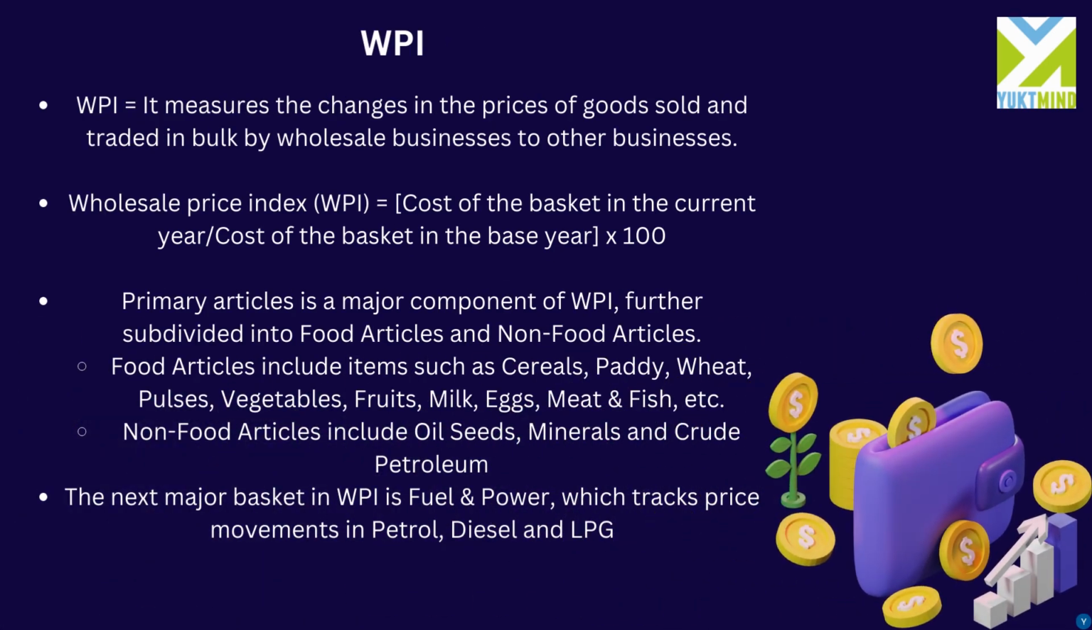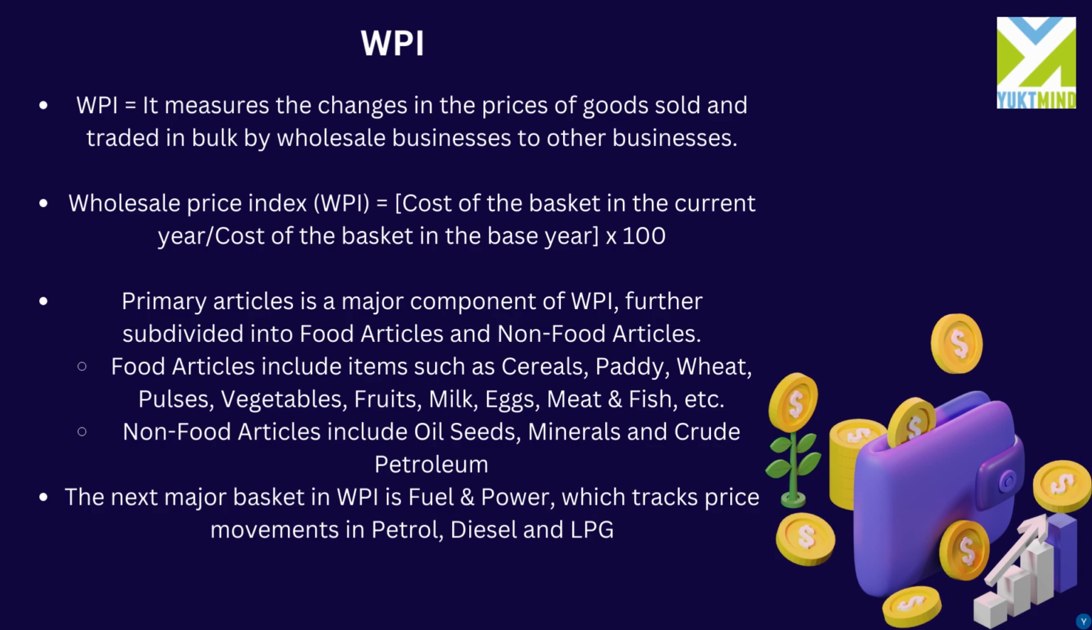Now we move to WPI. Wholesale Price Index. It measures the changes in prices of goods sold and traded in bulk by wholesale businesses to other businesses. So basically, it deals with wholesale rates in the market. So the formula for it is cost of the basket in the current year divided by cost of the basket in the base year multiplied by 100.